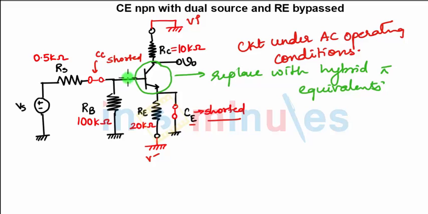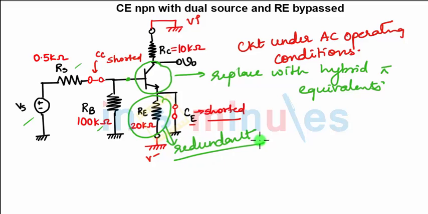That means to the base you should have RS, RB, VS. To the emitter, RE will now become redundant because you have a short circuited branch in parallel with RE. So this resistance will be redundant. So you need not draw this resistance RE. Directly show a short circuit, and between collector and ground you need to show RC.